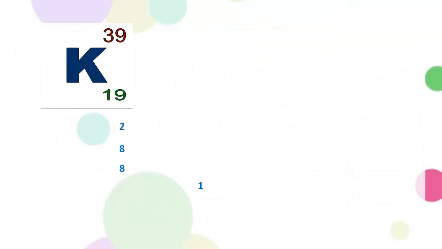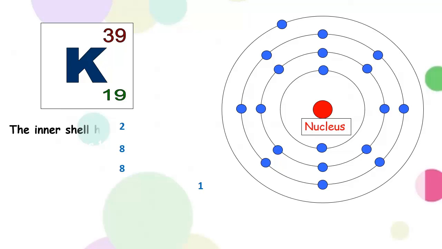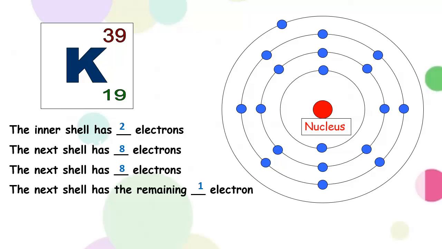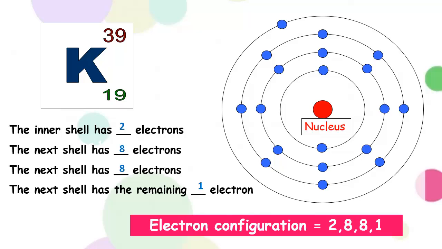Let's take an example. Potassium 19, 39. So atomic number 19, atomic mass number 39. Let's see. The first shell will have 2 electrons. The second will have 8. The third will also have 8 electrons. The octet is completed and the remaining has 1 electron. So how will we write the configuration? We write 2, 8, 8, 1. This is the way the electronic configuration is written.